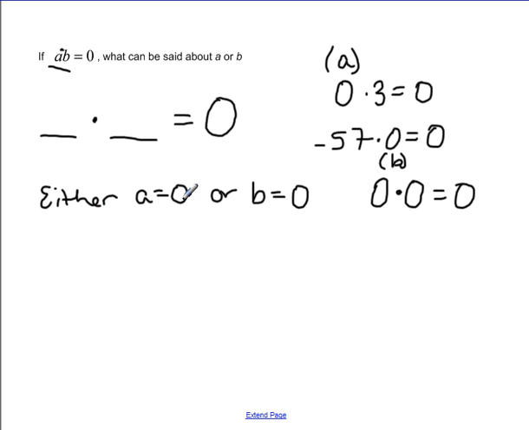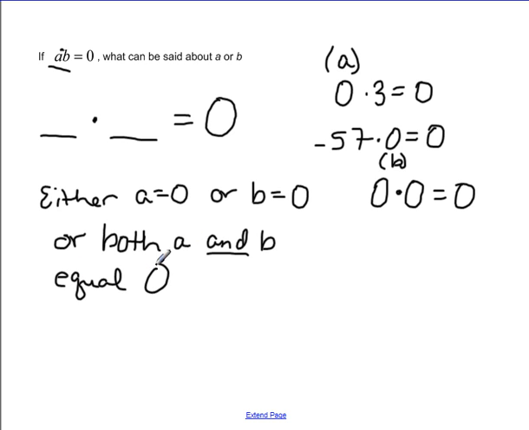So either A equals 0, or B equals 0, or both A and B equal 0. And that's the only way that we can have two things multiplying together to equal 0.